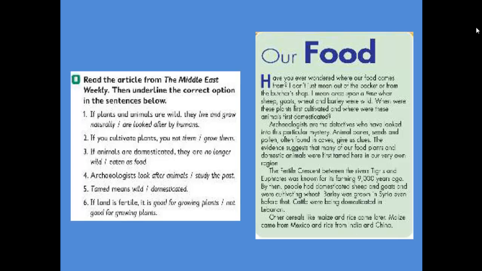Yeah, so let's do the first one. If plants and animals are wild, they live and grow naturally. Yes, this is the correct answer. Because they are wild, they grow naturally in nature. So here man doesn't look after the animals. Number 2. If you cultivate plants, you eat them or grow them? Sure, you grow them.